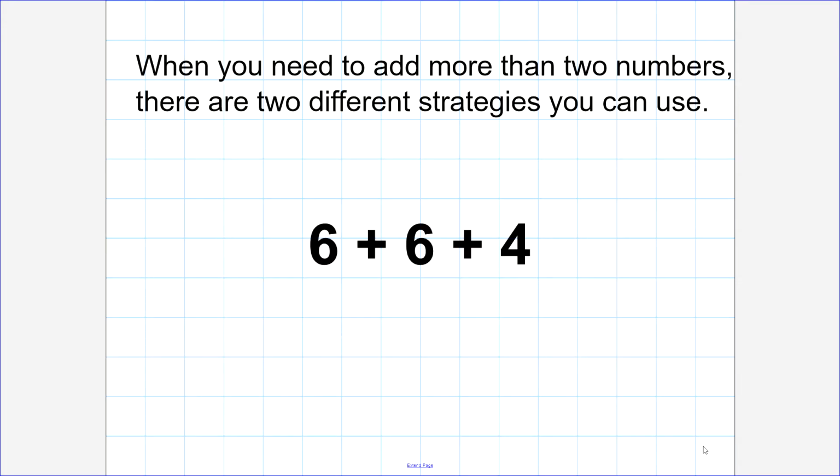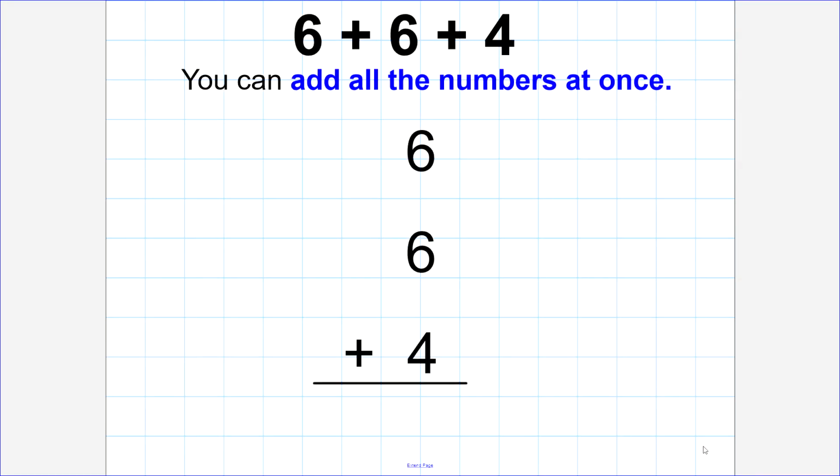Let's go ahead and think about that exact problem. 6 plus 6 plus 4. When you need to add more than two numbers, there are two different strategies you could use. The first strategy you could use to add more than two numbers is to add all of the numbers at once. Here you can see I've taken that problem, 6 plus 6 plus 4, and I've written it vertically. We're going to add all of the numbers at once, just as though we were adding only two numbers, except now there are 3.